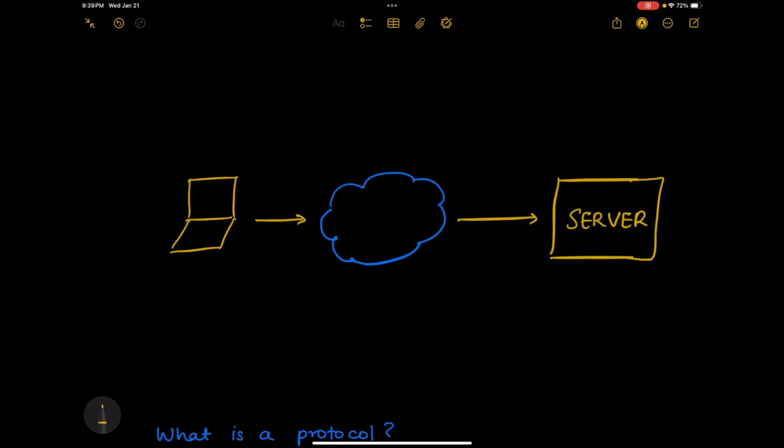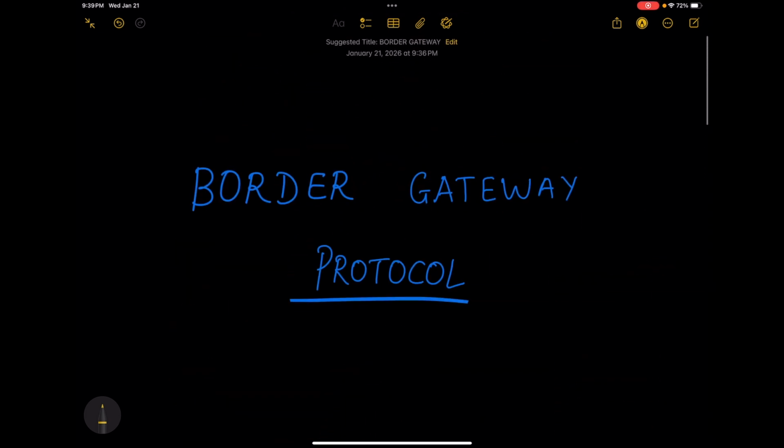When you open Google or ChatGPT and type in a search query, your answer is generated thousands of miles away on a remote server. Have you ever wondered how your query and your response actually travel across the internet? This happens because of multiple protocols working together, and one of the most important of them is BGP or Border Gateway Protocol.